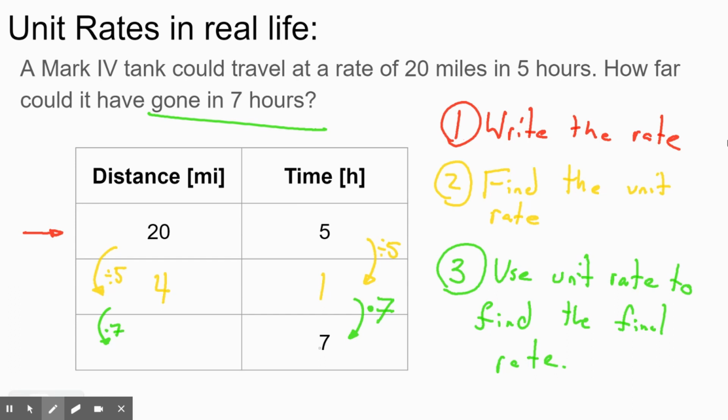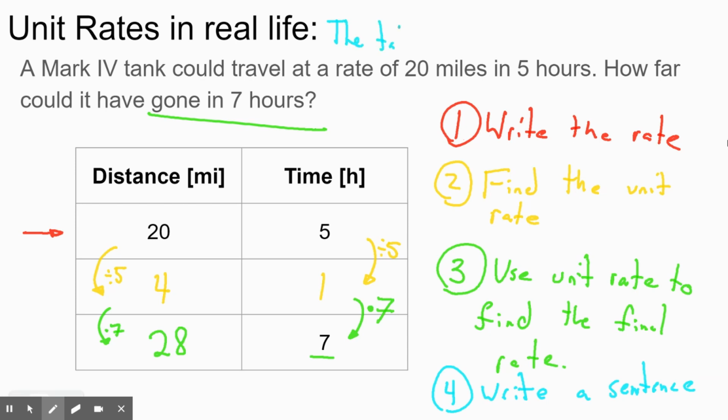We know that 1 times 7 is 7. It's right here. 4 times 7 would be 28. And here we're basically done. We have our answer. We know that the tank could drive 28 miles in 7 hours. The last thing that we should do, since this is a word problem, is write a sentence, a full sentence, for our answer. So we can write it up here.